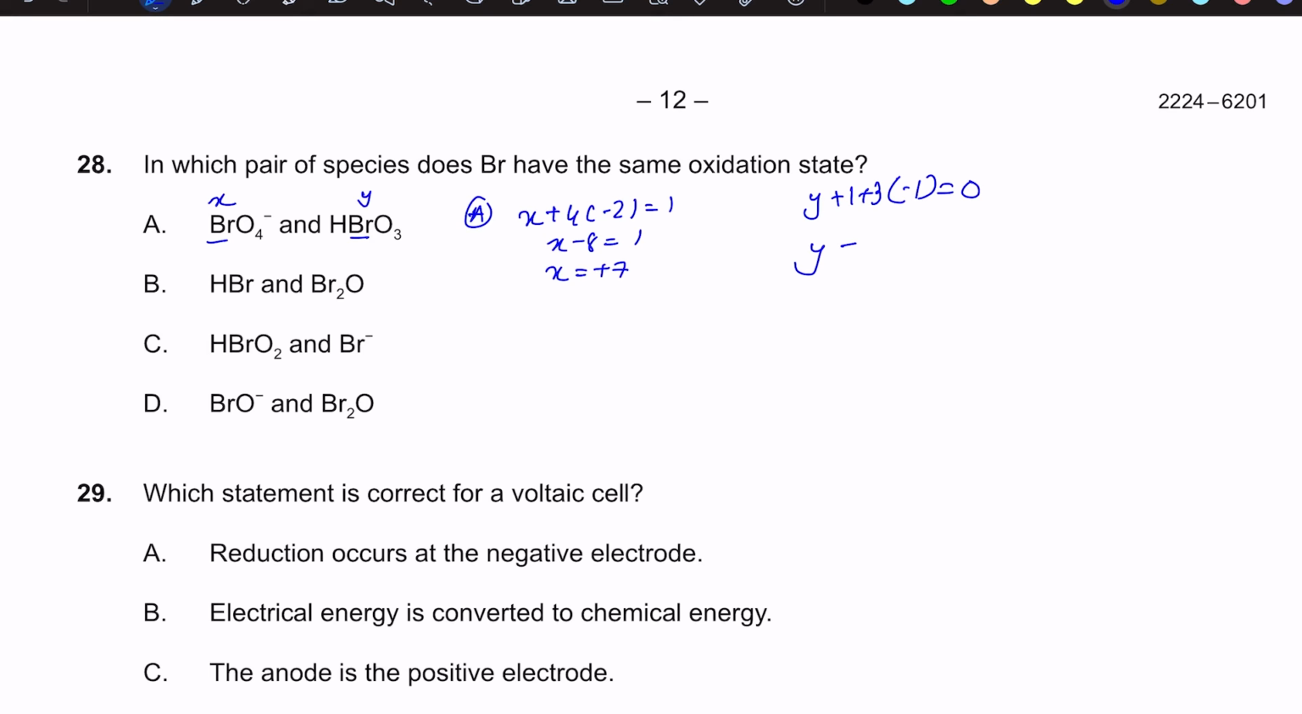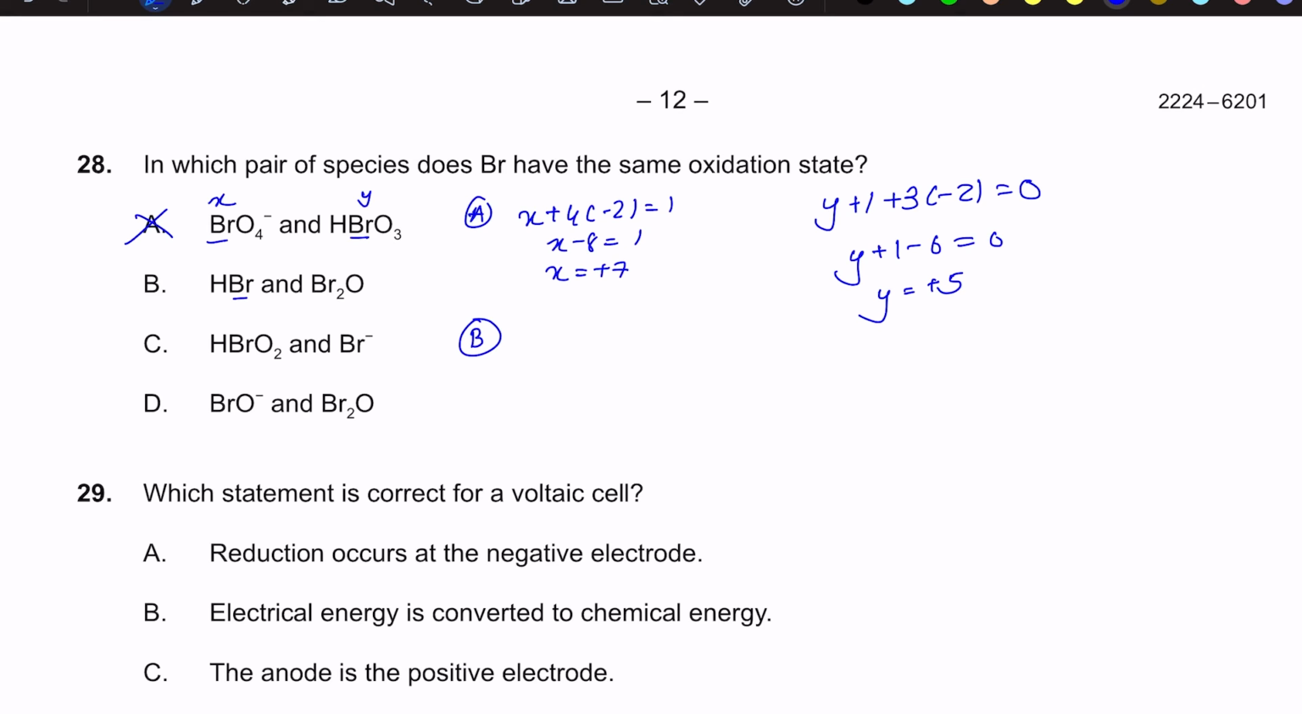So it will be Y plus 1 plus 3 times minus 2 equals 0. Oxygen is negative 2. So Y plus 1 minus 6 is 0. So Y would be equal to plus 5. Plus 7 and plus 5, E can be rejected. Second one, HBr and BrO2.